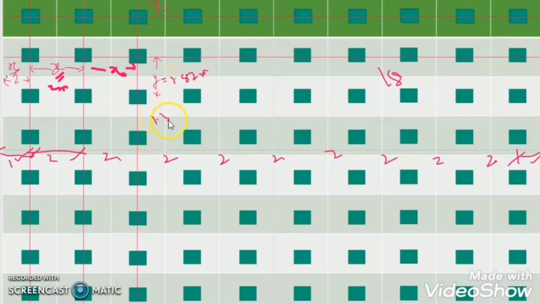In that way, we will distribute the lights in the column also: 1.87 meter, 1.87 meter, 1.87 meter, and the distance from this point to the wall will be half of the 1.87 meter. In this way, we need to distribute the lights in the office area.